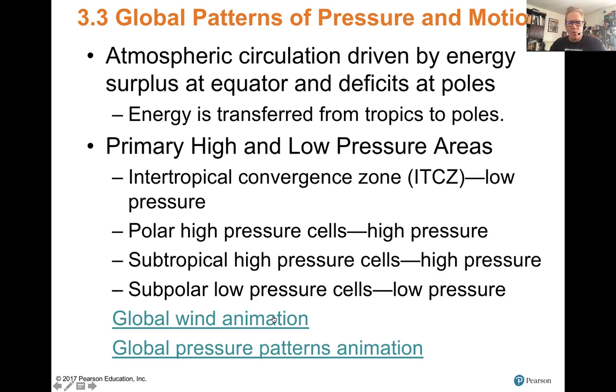Now what I want you to do, make sure, is to look at these two animations on the chapter module, the global pressure patterns. It's an animation that'll show you how all these pressure systems work, where they are in terms of their latitudes. That's important to know. That's going to be all over the tests. And then the wind animations, which show you the general wind patterns for the whole world.